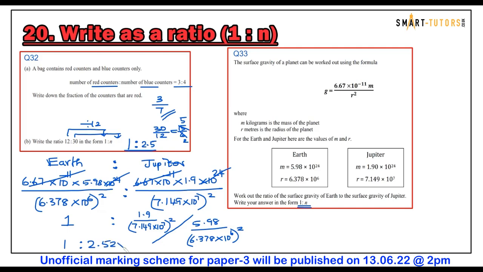2.52 times 10 to the power minus 3. So what it means, 1:n, if you write in an ordinary form, 0.00252. So this is the n value and this is 1:n. So we already did that question. So that is question number 33, topic number 20.